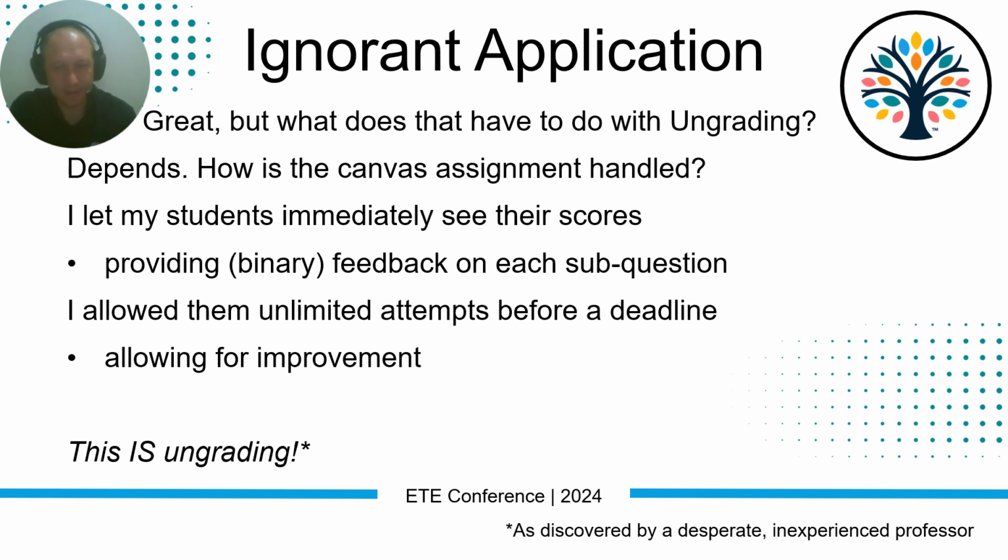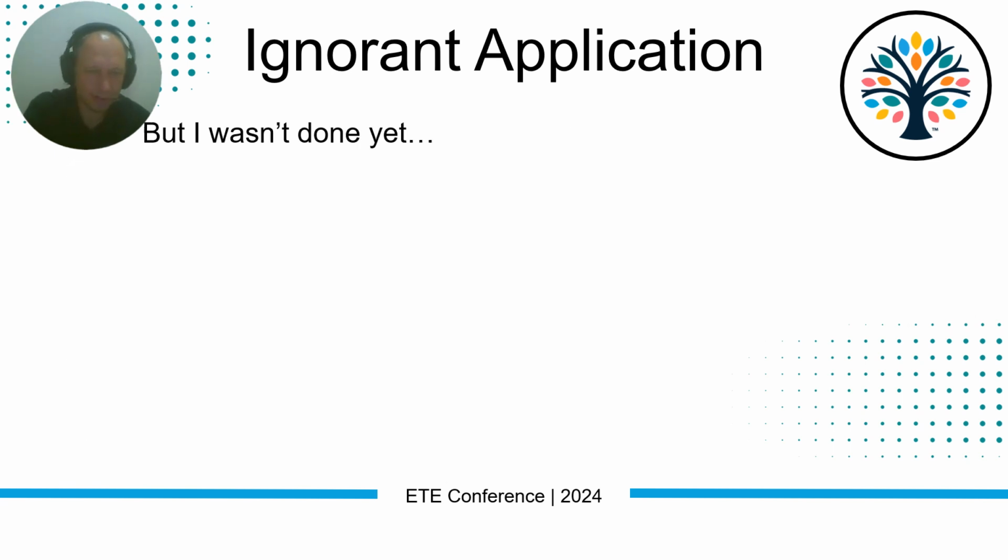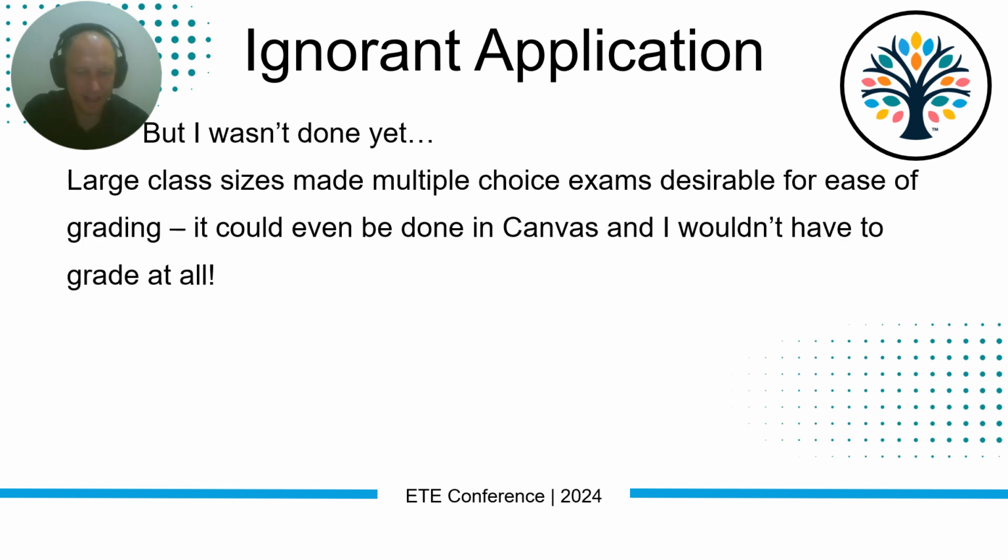Okay, so there we go. There's ungrading in a large technical course. But I wasn't done yet, because I had other stuff that I wanted to improve, right? Now, if you've ever taught a large class, you love the idea of a multiple choice exam, because it makes it easy to grade. You go through and all you have to do is see whether they marked A, B, C, or E, and so great. And if I made it a quiz in Canvas, I wouldn't have to grade at all. That's fabulous from a teacher's perspective.